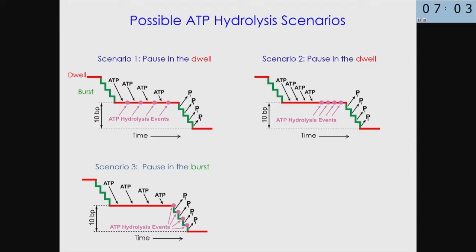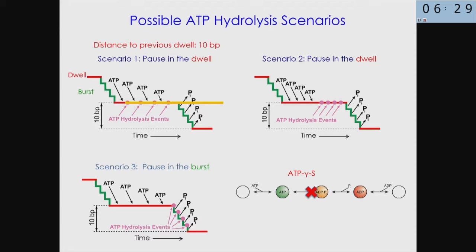We can actually find out which one of these scenarios is the appropriate one if we use a molecule that looks like ATP, but that the motor cannot hydrolyze. It's an analog of ATP that is not hydrolyzable for the motor, and determine where it is that we stop the motor. So suppose that this molecule is called ATP gamma S. Imagine that actually is the first scenario. Since hydrolysis occurs in the dwell, the motor will stop at the dwell. And the distance between the last dwell and the pause produced by the ATP gamma S is exactly 10 base pairs, right? Because it's the last burst.